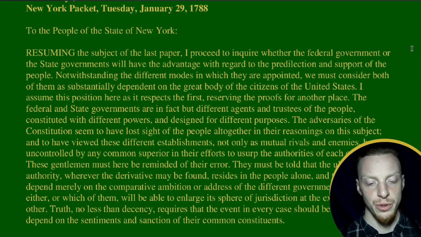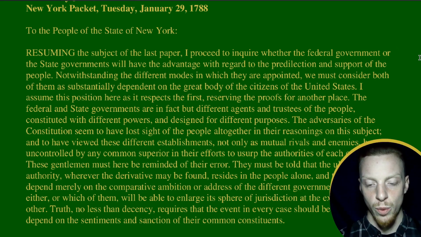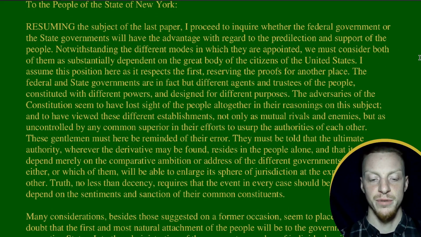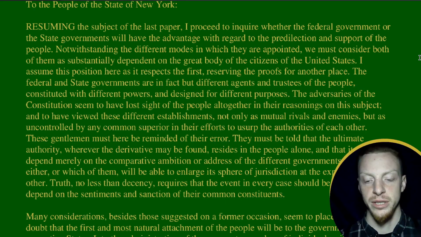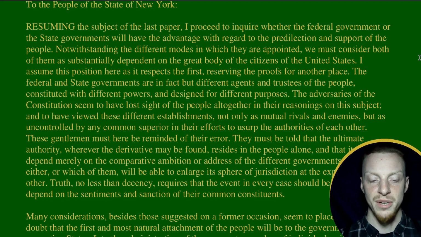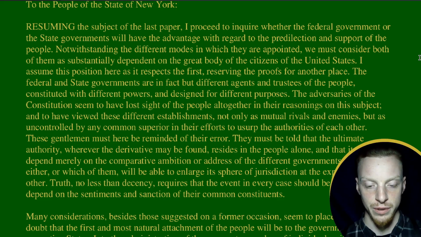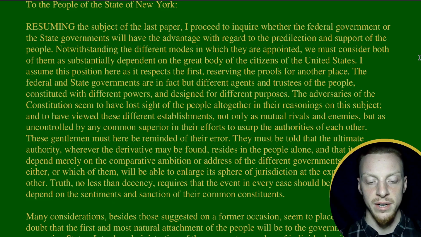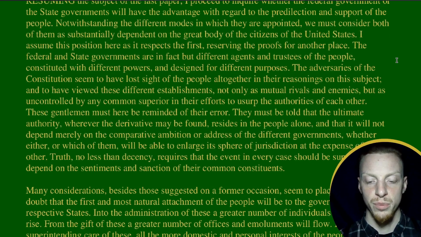To the people of the state of New York, resuming the subject of the last paper, I proceed to inquire whether the federal government or the state governments will have the advantage with regard to the predilection and support of the people. Notwithstanding the different modes in which they are appointed, we must consider both of them as substantially dependent on the great body of the citizens of the United States. I assume this position here as it respects the first, reserving the proofs for another place. The federal and state governments are in fact but different agents and trustees of the people, constituted with different powers and designed for different purposes.